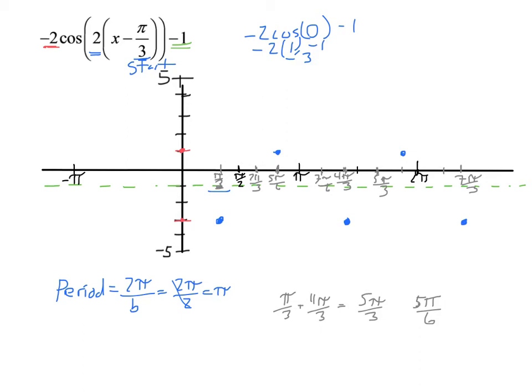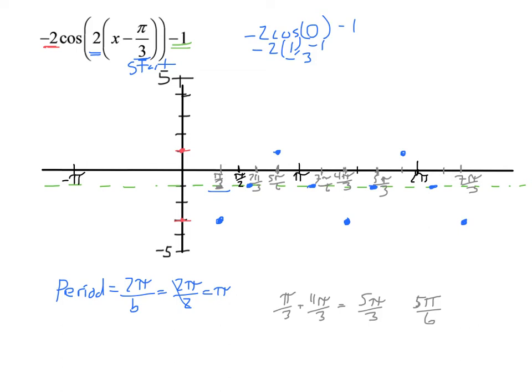And halfway in between these, if you're looking at this distance, halfway in between these is where we're going to hit the midline. So we're going to have the midline actually here. 1, 2, 3, the midline's going to be here. 1, 2, 3, midline's going to be halfway there. 1, 2, 3, halfway is there. So that is halfway in between.